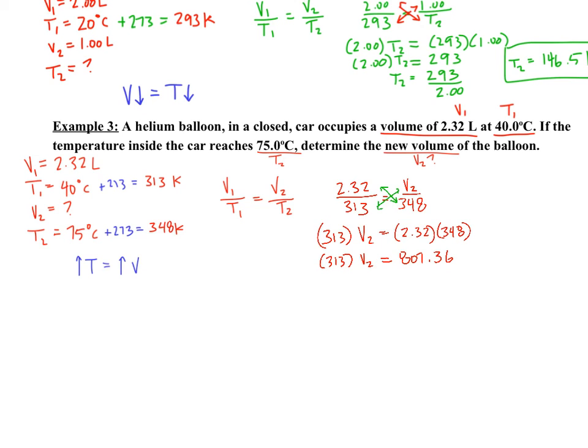So to get V2 by itself, I'm going to divide 313 to the other side. So 807.36 divided by 313 gives me a new volume of 2.58 liters.